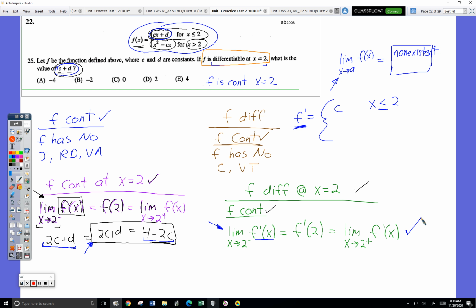I need the derivative of this. Hands up. What's the derivative of x squared minus cx? It's the same idea of doing the derivative of x squared minus 5x. So what would be the derivative of that, Abby? 2x minus c. Show me your hands if you knew that. Perfect. 2 points, 3 for Abby. So now I just go find the limit of f prime as x approaches 2 from the left.